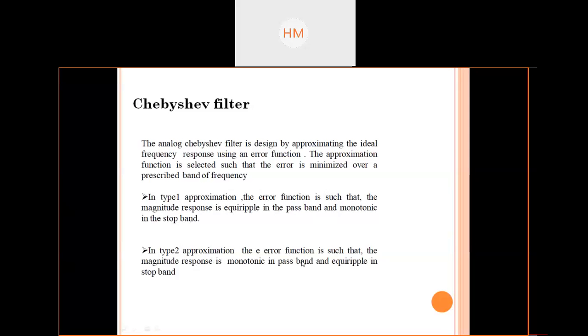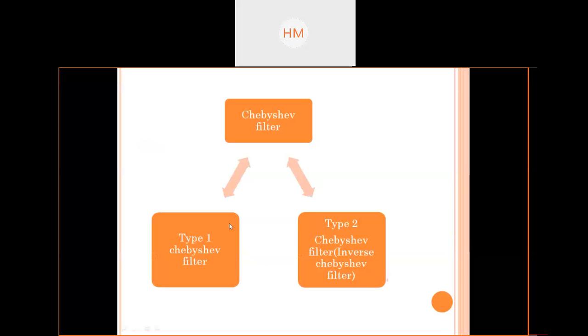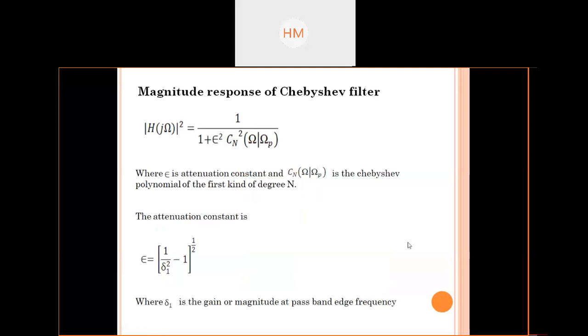Type 2 approximation shows the error function is such that the magnitude response is monotonic in the pass band and equiripple in the stop band. So it's very easy to design this Chebyshev filter also. It has many properties. Type 2 filter is also known as inverse Chebyshev filter. As you can see, initially we had equiripples in the pass band. Here it's opposite: we have equiripple in the stop band. So, type 1 and type 2 Chebyshev filter designing.